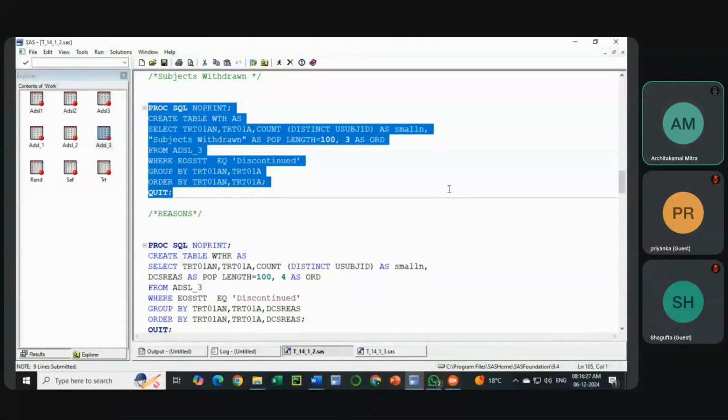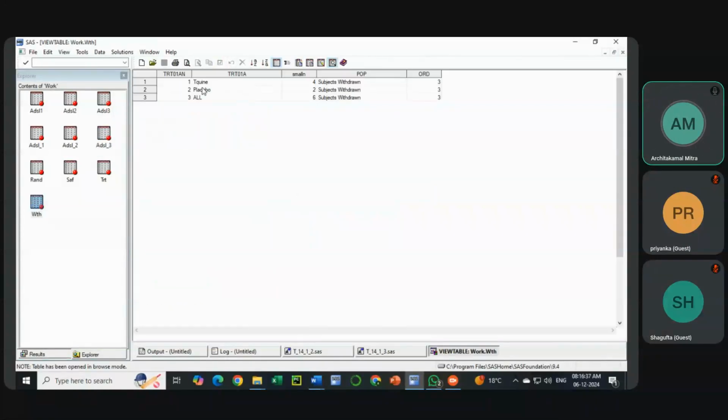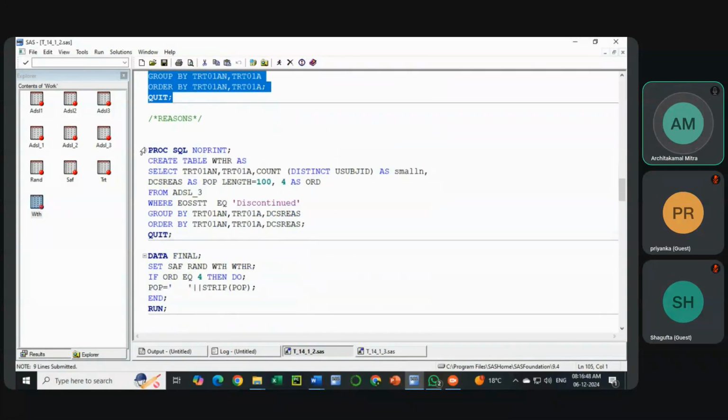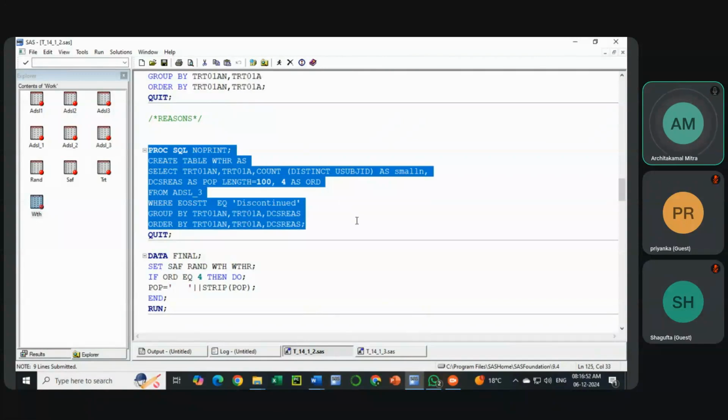Correct. Now, if you see how many people have withdrawn, say subjects withdrawn, where EOSTT is discontinued. Let's see that. Withdrawn. See, for drug, 4 people have withdrawn. For placebo, 2 people have withdrawn, and total 6 people. 4 plus 2, 6. Now let's see the reasons. Proc SQL create table, withdrawn reason, subject, where EOSTT equal to discontinued. Okay. Let's see.